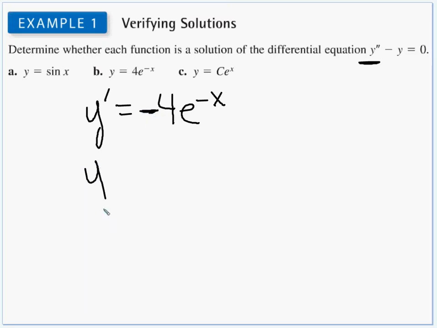And now we need the second derivative, y double prime. So we derive again. This will be its own derivative, negative 4e to the negative x. But again, we'll chain rule. Negative x derives to a negative 1, so that'll change us back to a plus.